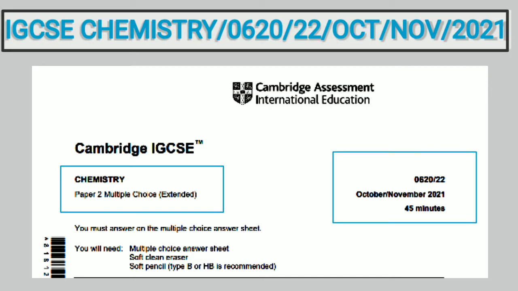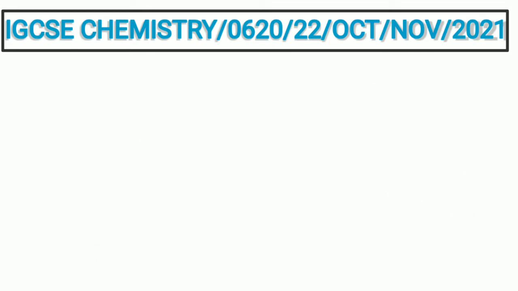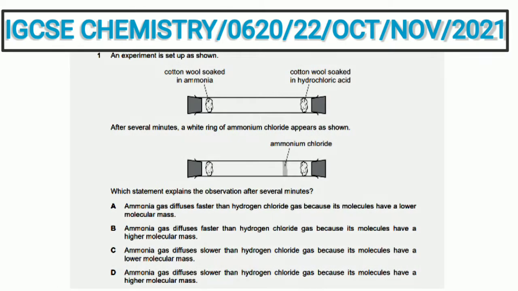Chemistry paper. Paper 2 multiple choice extended, 062022 October November 2021. Let us start with the first question.